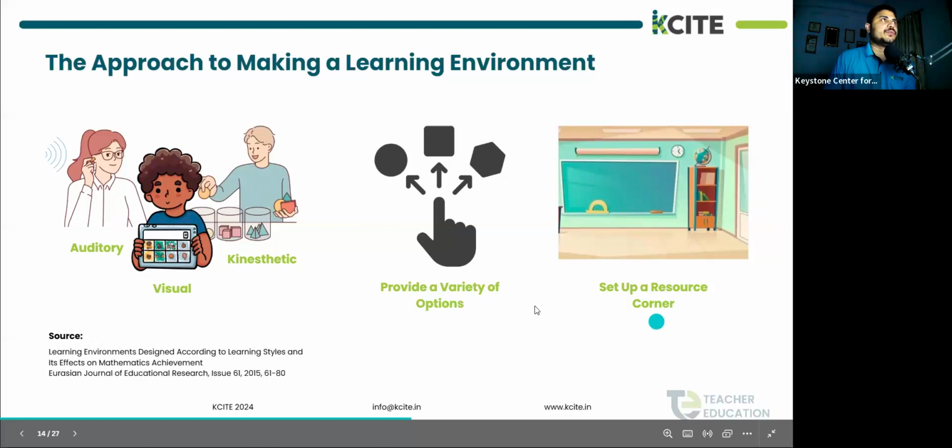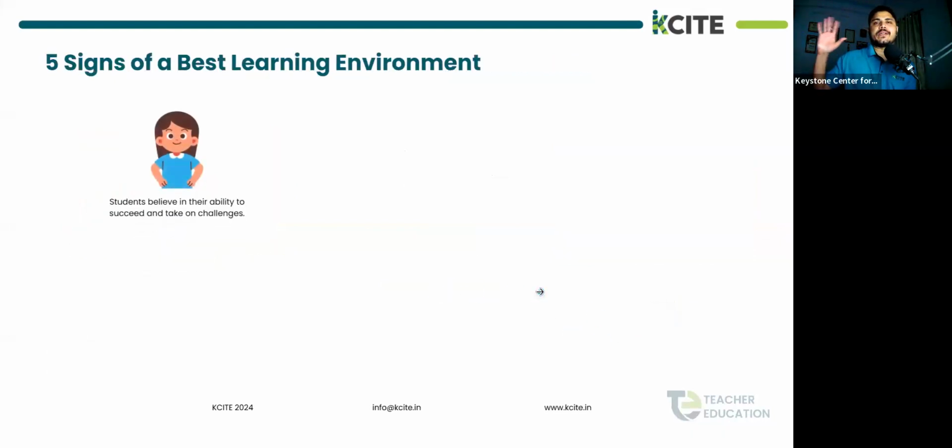Now I'm going to show you the 5 signs of a best learning environment. A learning environment where students believe in their ability to succeed and take on challenges. They feel confident. They believe in their ability with whatever activity you're doing in the class. The setting, the emotional setting, and everything. All 3 things are included in this.